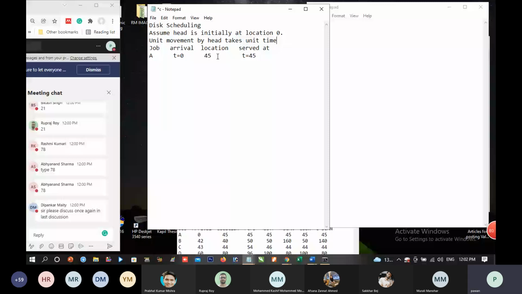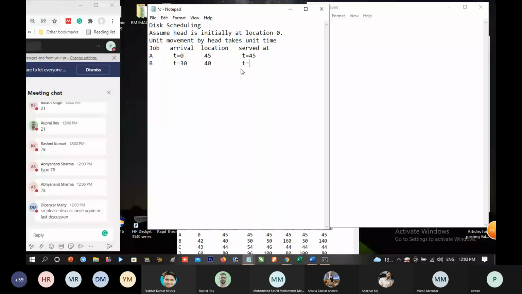Suppose there is a job which arrives at time t equal to 30 and its location is 49. To move from 45 to 49, it will take 4 time, so it will be served at 49. Suppose its location is 40. Then we are currently at location 45, and to reach 40 we shall take 5 unit time. So time will be 50.